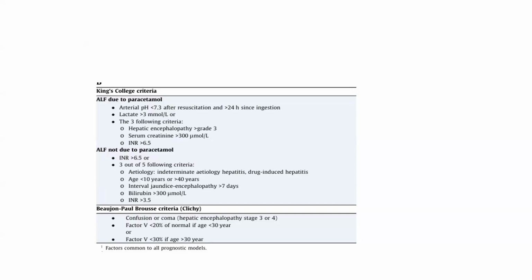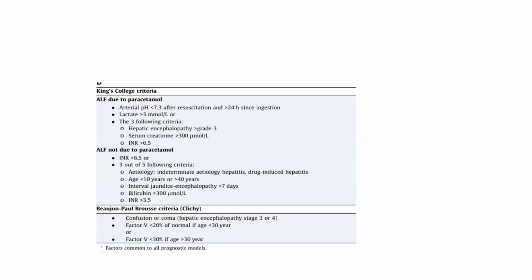And if the ALF is because of non-paracetamol etiology, then the INR should be more than 6.5, or 3 of the following criteria should be fulfilled: etiology, indeterminate etiology, hepatitis, drug-induced hepatitis; age less than 10 or more than 40; interval between jaundice and encephalopathy more than 7 days; bilirubin more than 3 and INR more than 3.5.